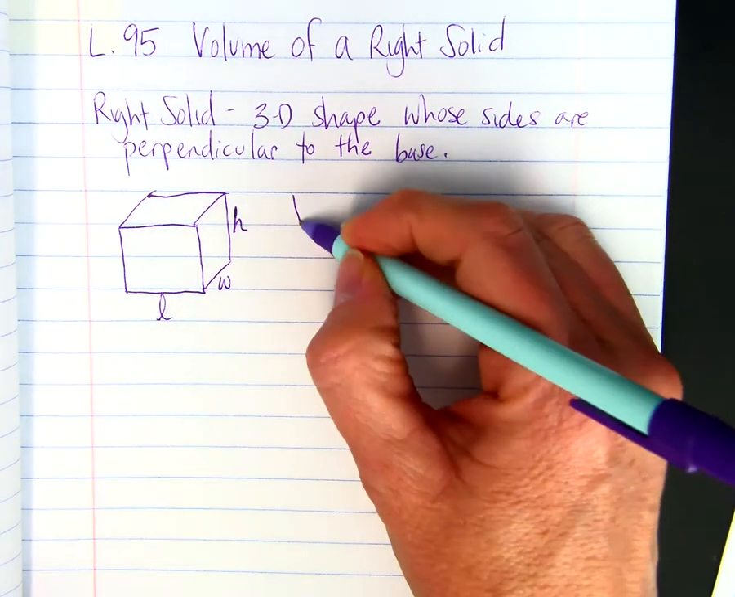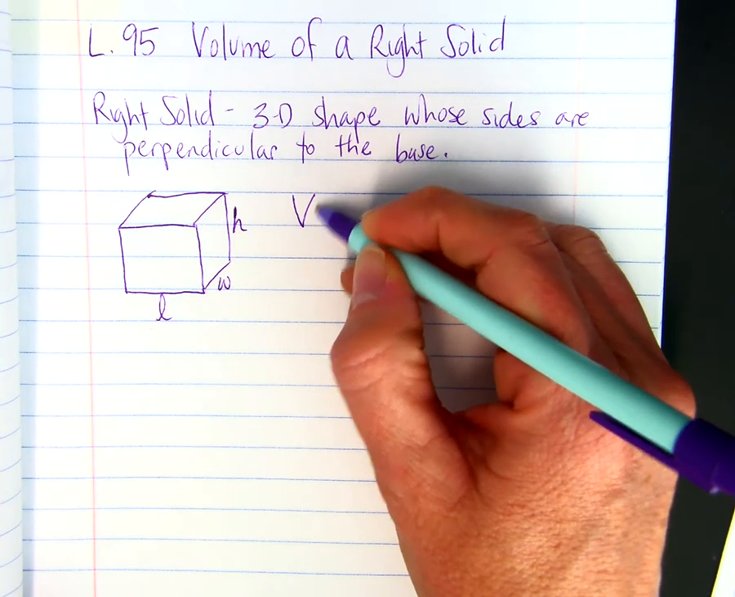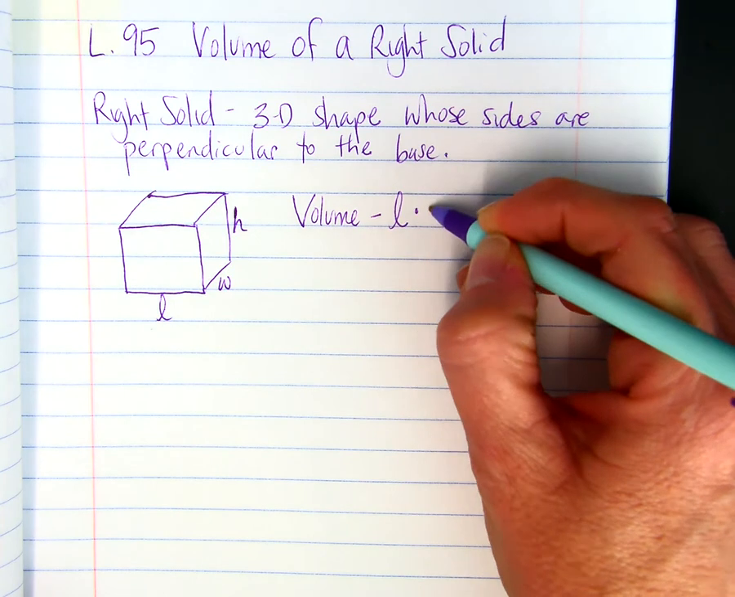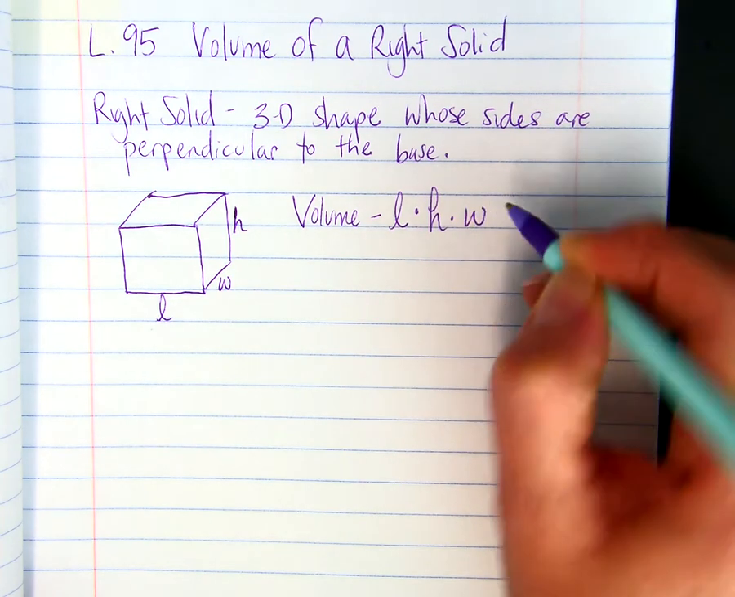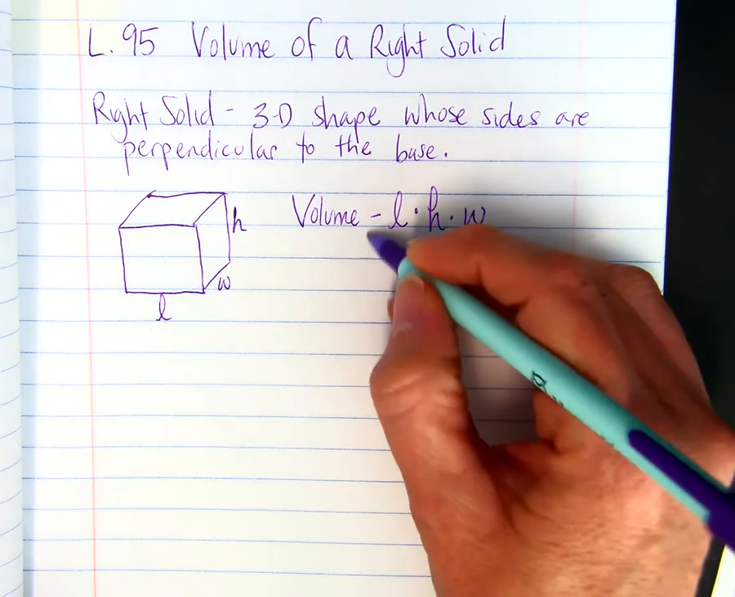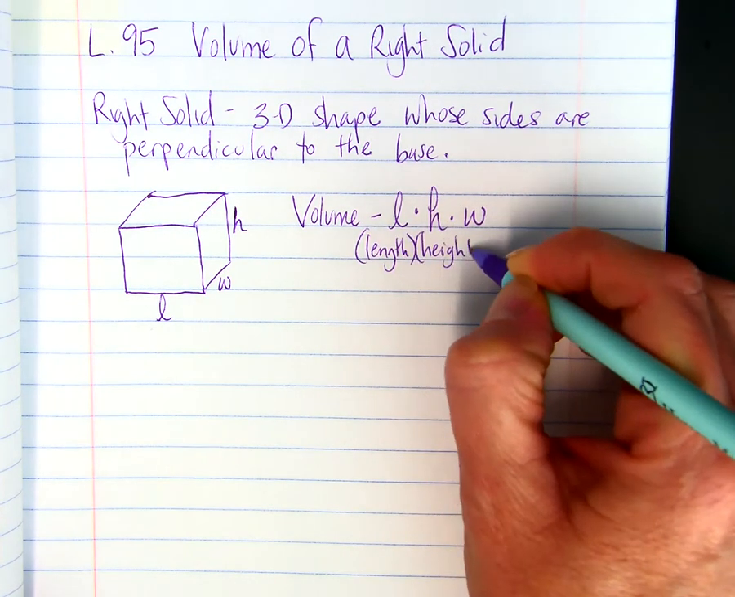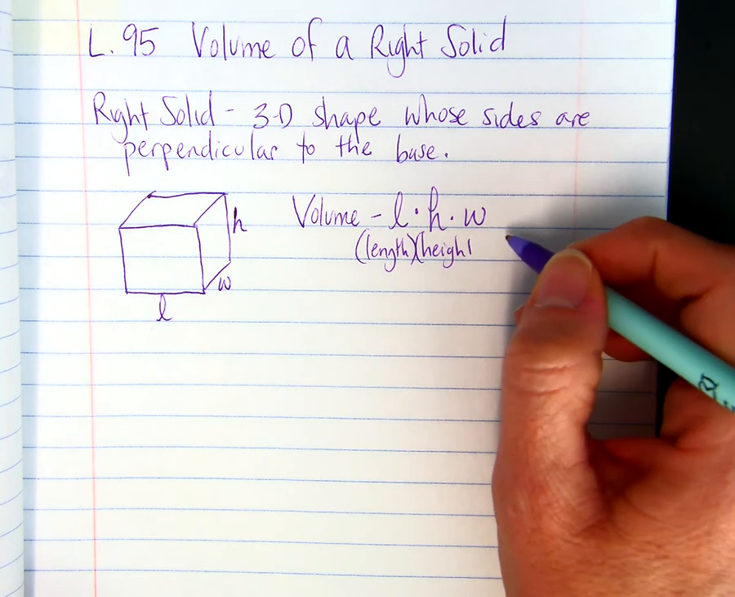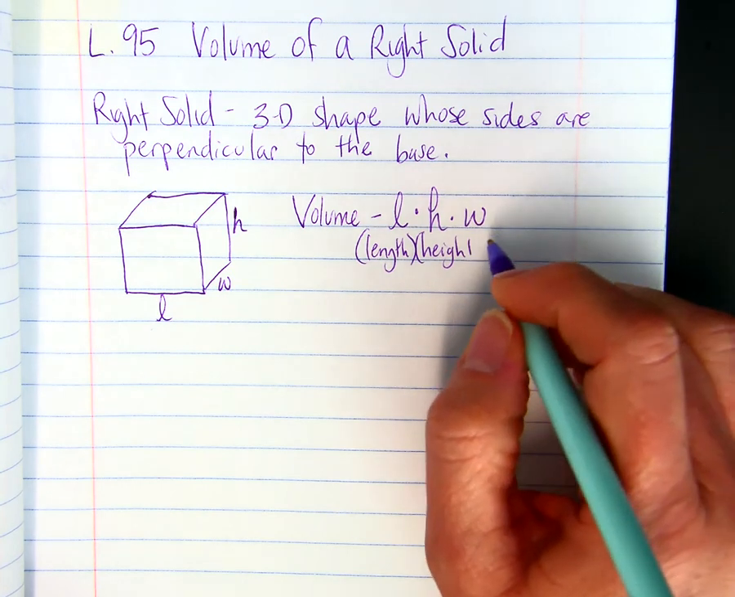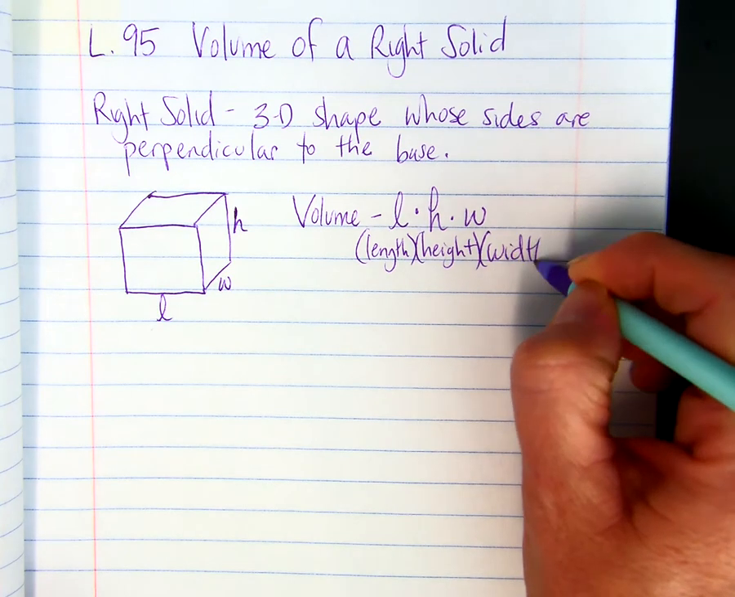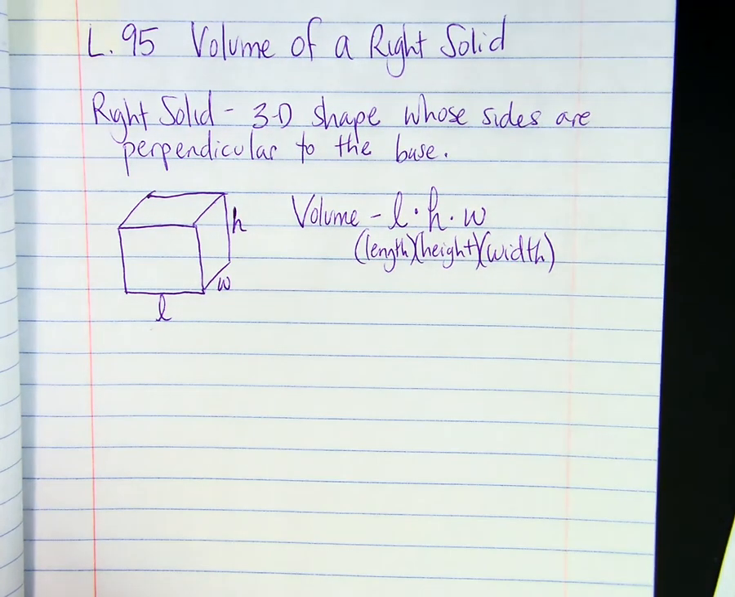To find the volume, we would just do length times height times width. So this is length, height, and width. So you just multiply those three numbers together.